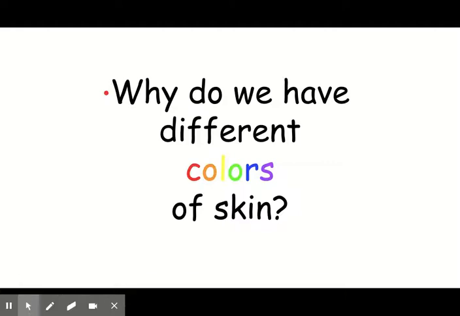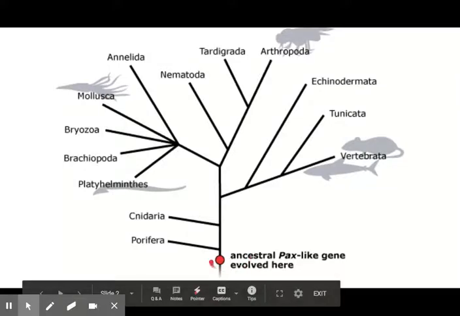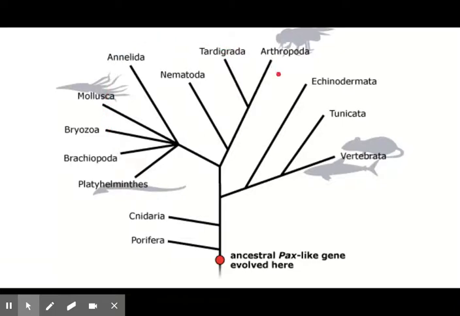Why do we have different colors of skin? According to the theory of evolution, we originated from only one ancestor, but we just diverge into different kinds. That's the reason why we have different kinds of organisms that make our biodiversity very rich.